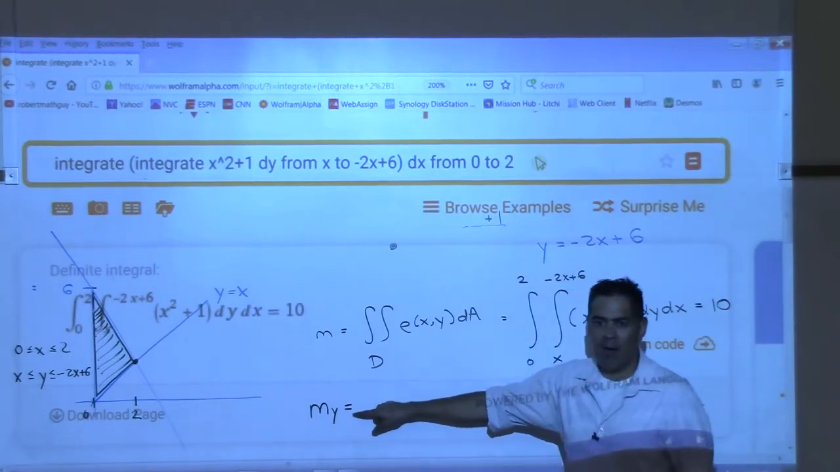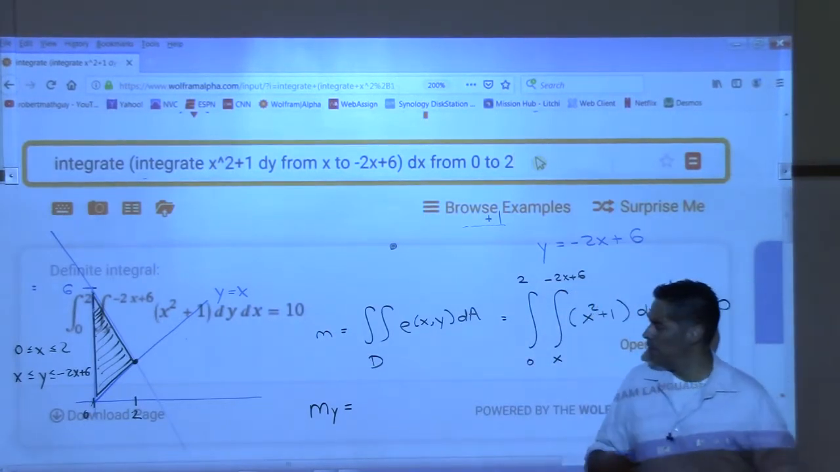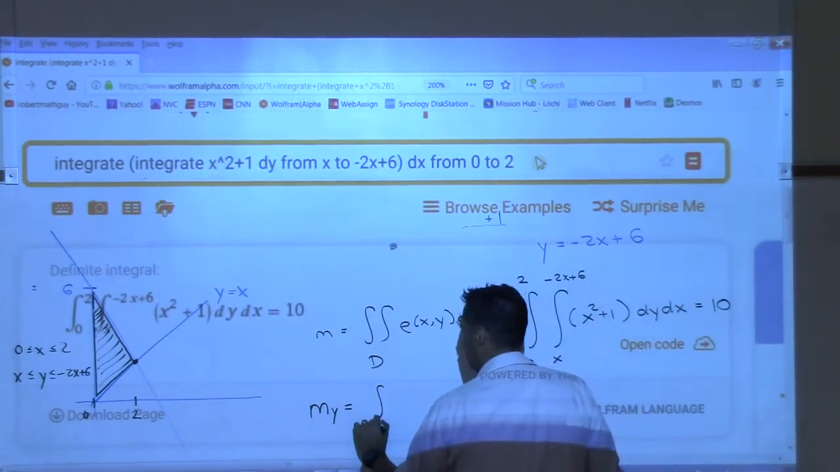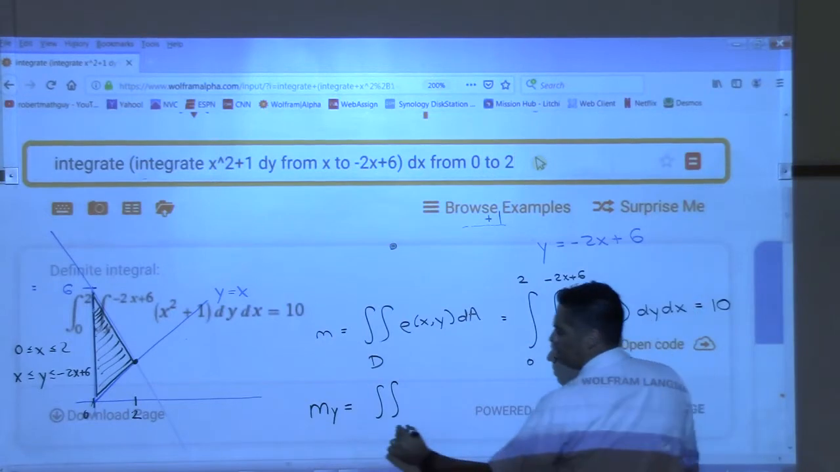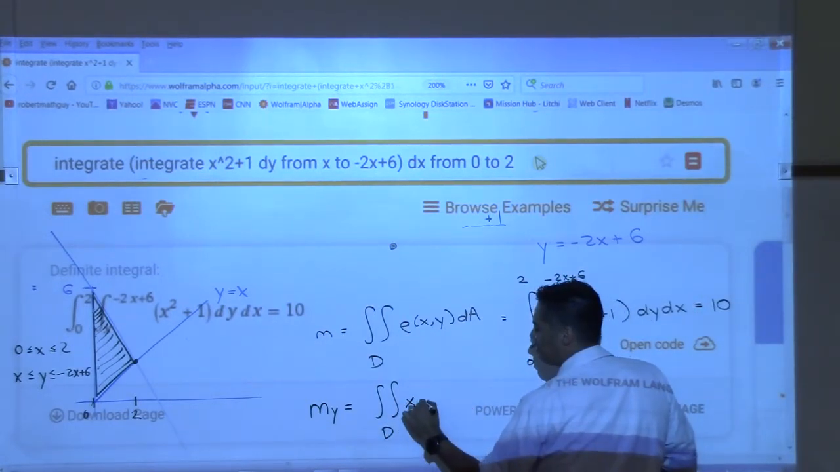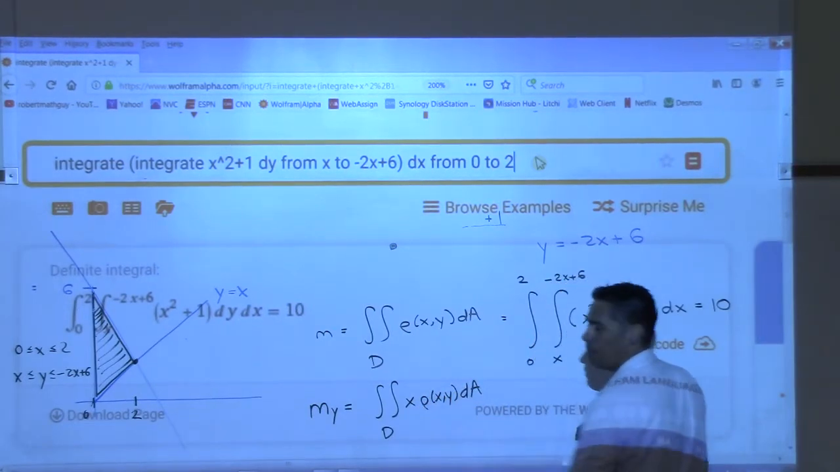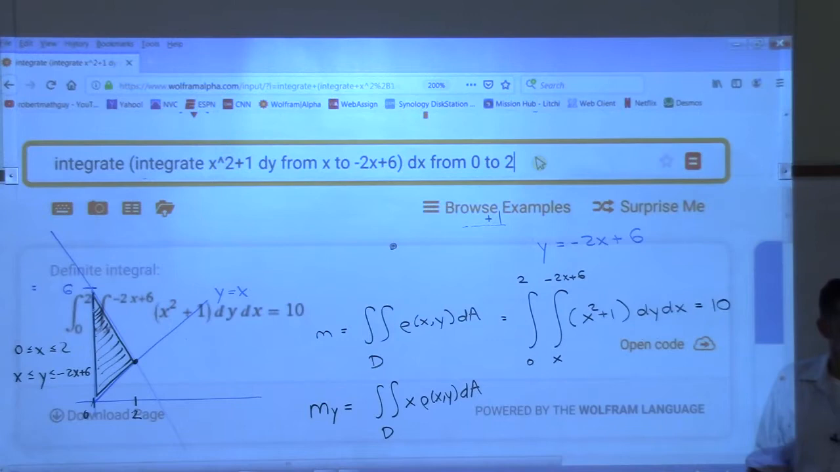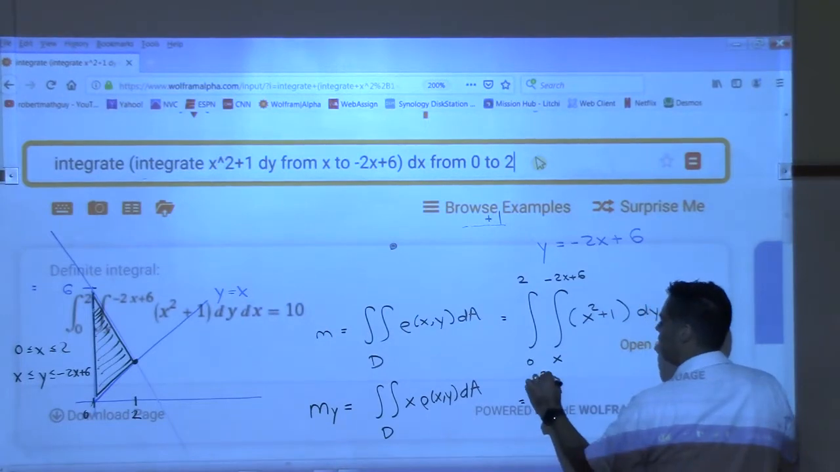I need the moment about y to get x bar, right? So what's the difference between the formula for moment about y and mass? There's only one difference. You still do dA. This now becomes x times the density function. Okay? It's the only difference. And so when you do this double integral, everything stays the same.